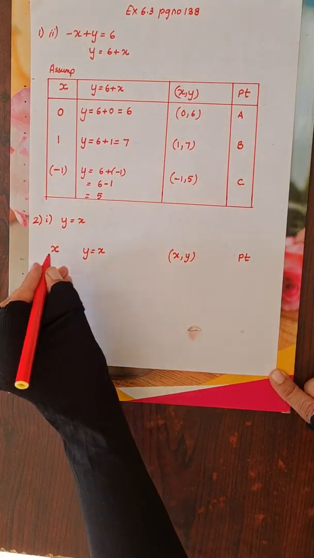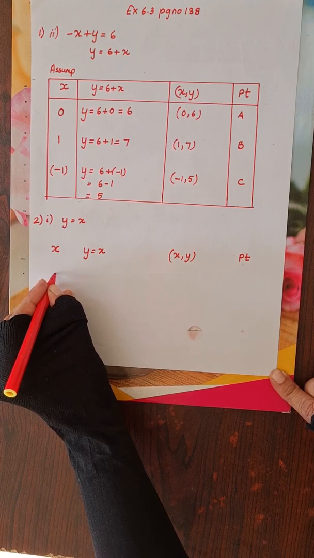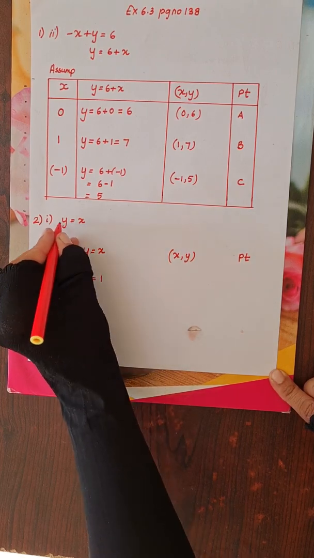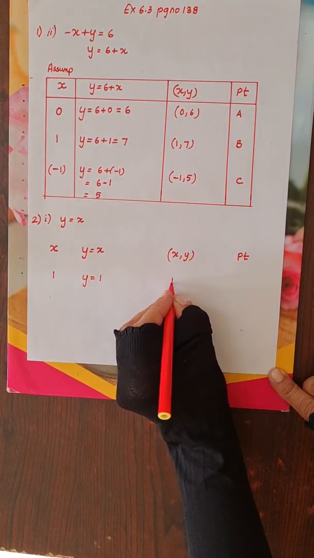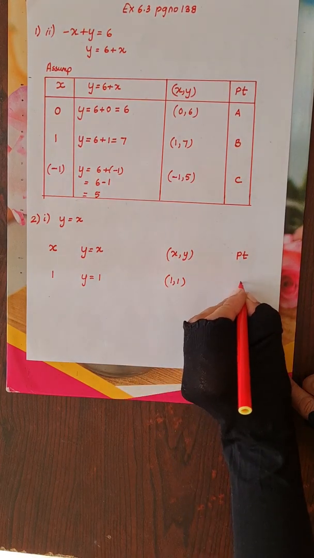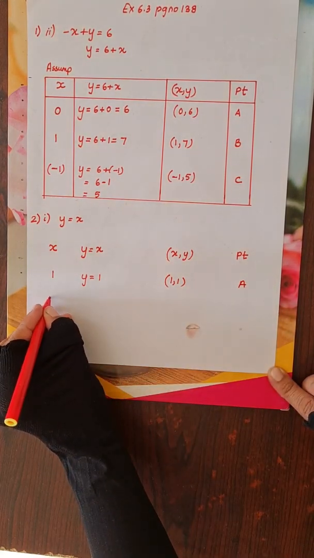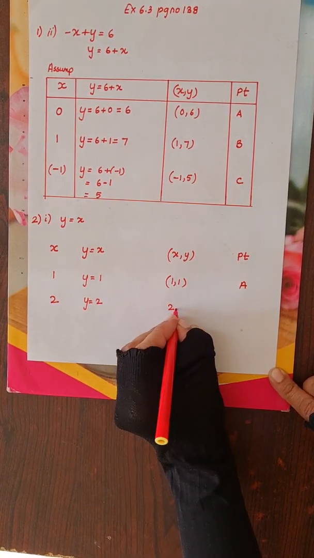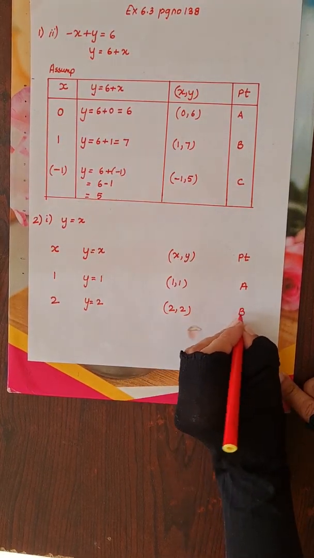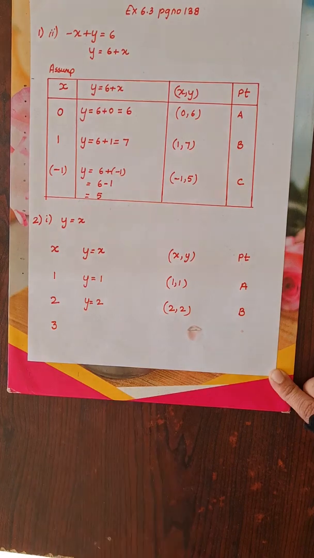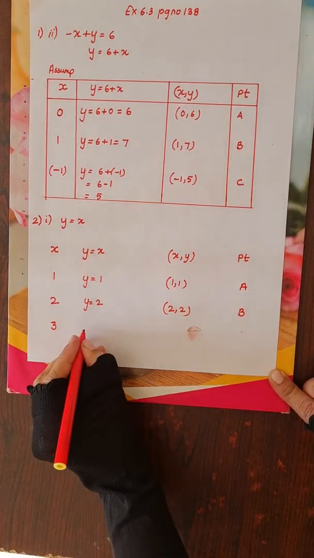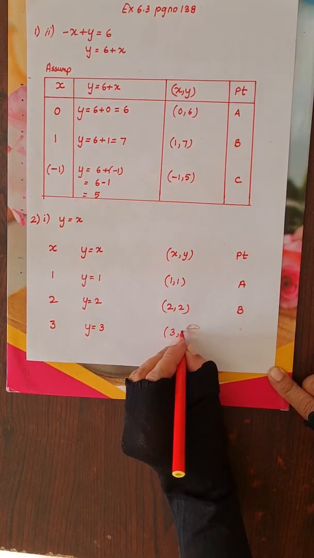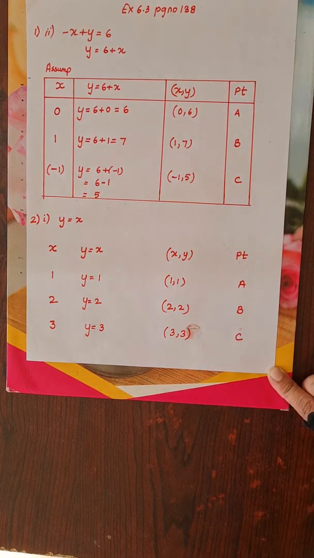So, for this, I am assuming the value of x as 1. Let x = 1. So, y will be equal to 1 because it is given y = x. So, here we have 1, 1. Let me name this point A. Then we have the second assumption. Let x = 2. y will also be equal to 2, and my point will be 2, 2. Let me name it point B. Then the third assumption. I am taking x = 3. So my corresponding value of y will be 3, and my (x, y) form will be 3, 3. Let me call it point C. Okay, children?